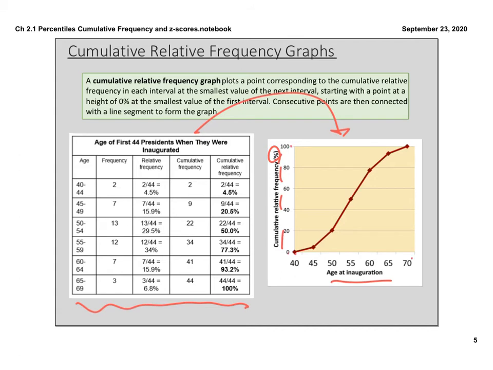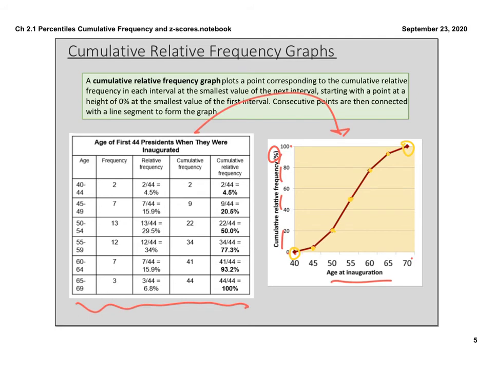What always happens, this is always true with cumulative relative frequency, you start at 0 and you end at 100. If you're doing cumulative relative frequency, you should be starting at the bottom of your data set and working all the way up to the end of your data set, which will include 100% of the data. And then you're just marking your points at those intervals along the way.